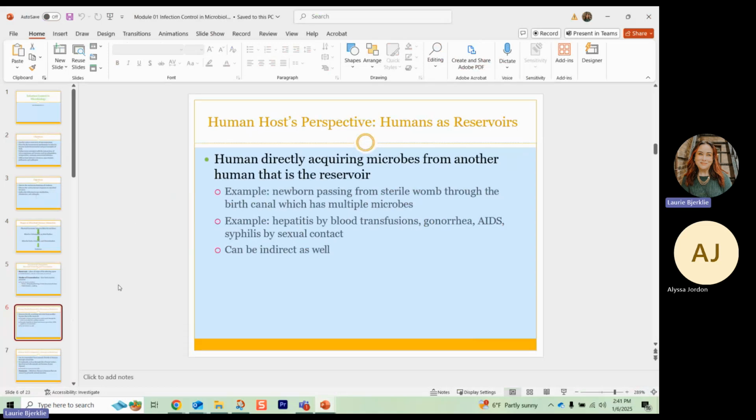You could also get it through blood transfusions. We've done a pretty good job on the screening, but you never know. Sexual contact, of course, and then indirect as well. Like I said, if that person sneezed on a countertop and then you touch it, that's a way to get it from a different human as well.